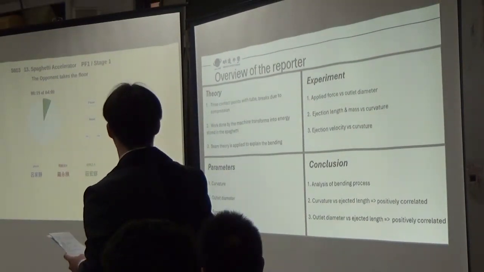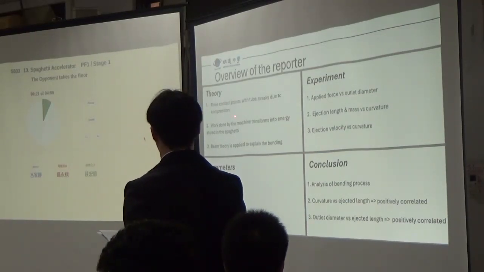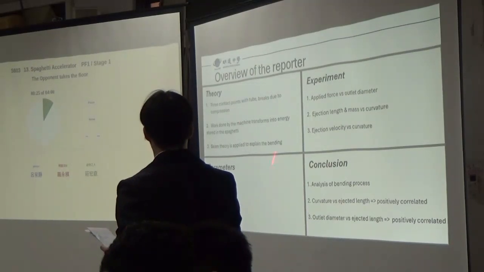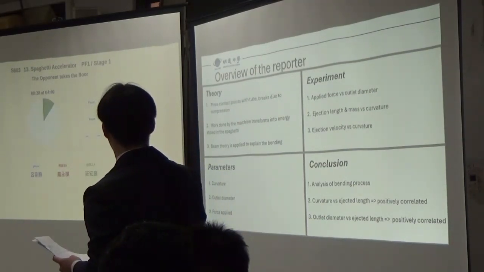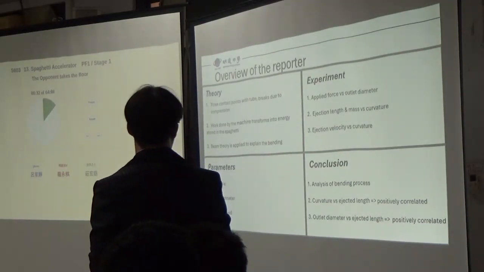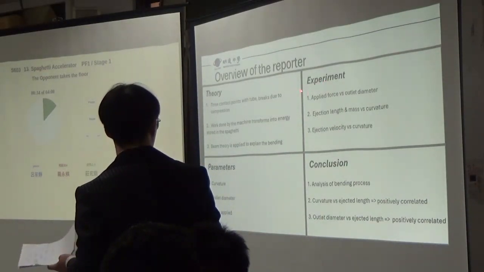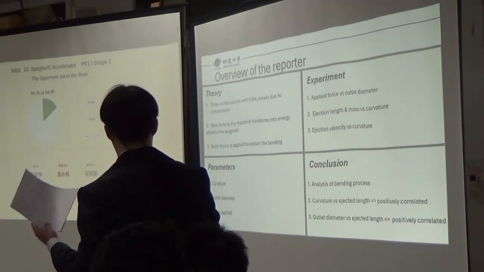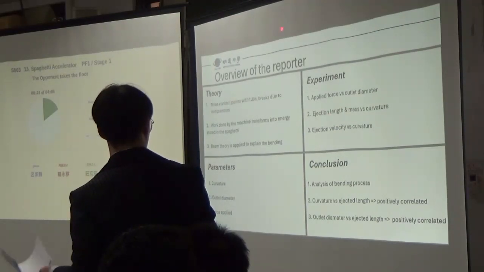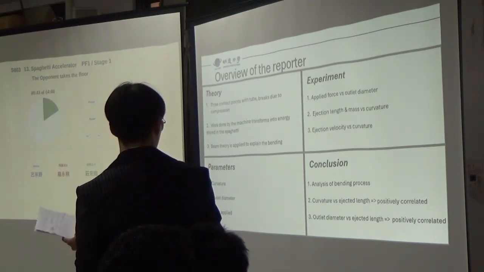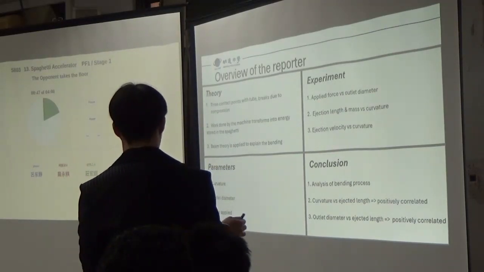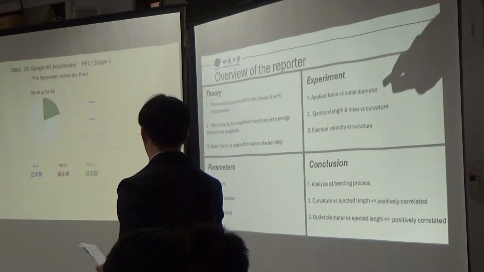So they have 3 contact points with the tube and it breaks due to the compression. And the work done by the machine is turned into energy stored in the spaghetti, and beam theory is applied to explain the bending. And in the experiment, they investigate the relationship between applied force and the diameter, ejection length and mass, length to curvature, and ejection velocity to curvature. And these are their parameters.